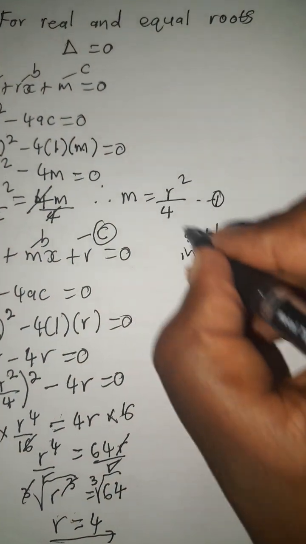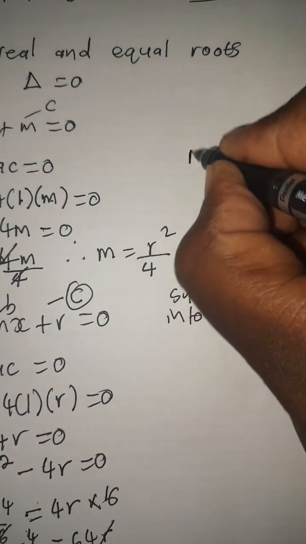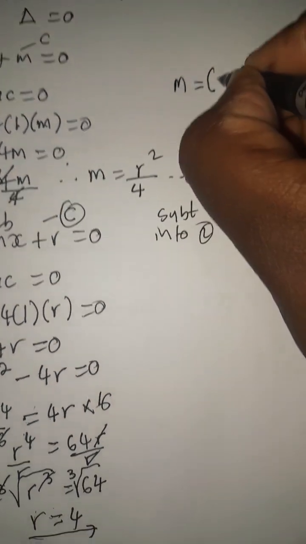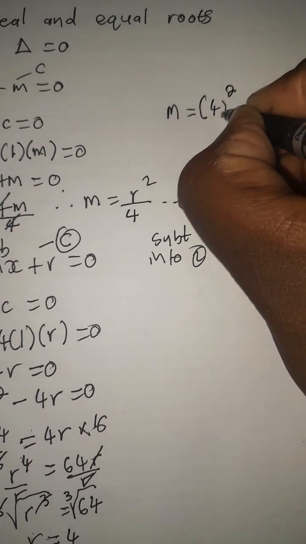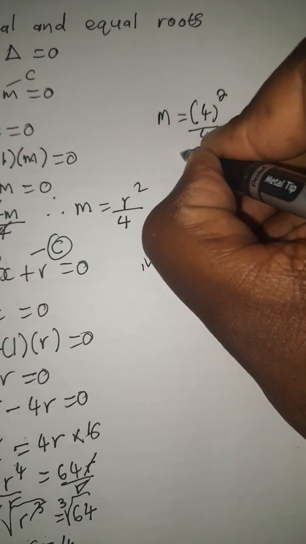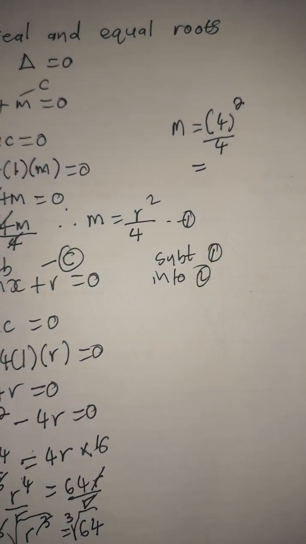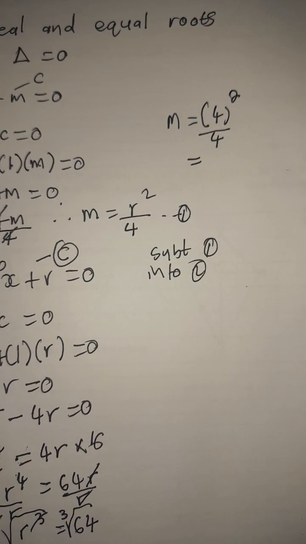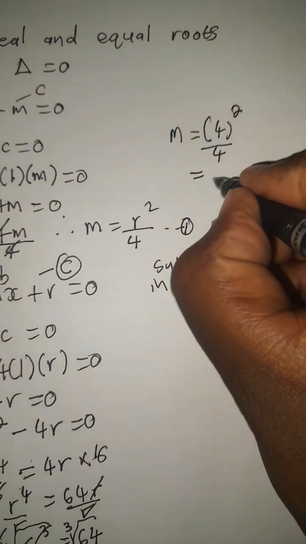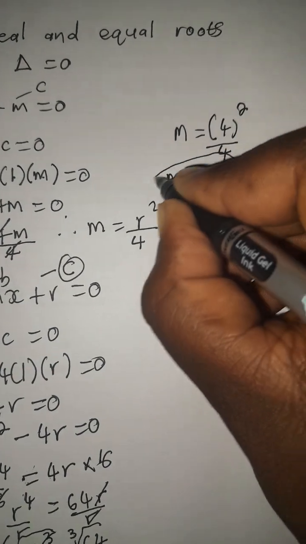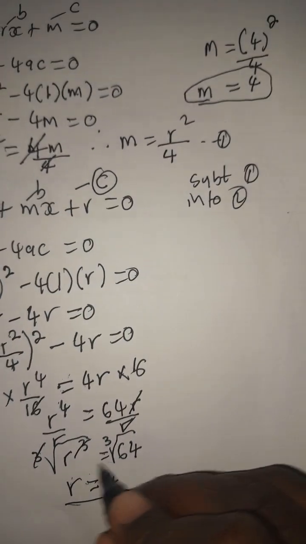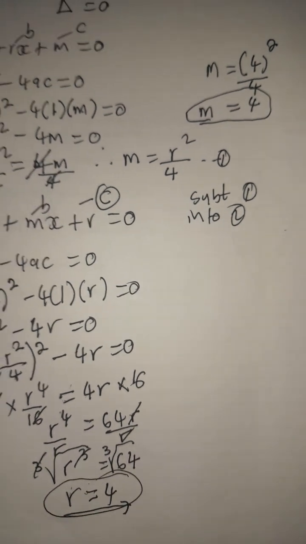So to get m, let's go back to equation 1, meaning that where we see r, we're going to put 4. So we are having 4 squared there. Then we're having 4. So remember that 4 squared is 16, and 16 divided by 4, it's 4. So making m to be 4 as well. So we have m, which is equal to 4, and we have r, which is equal to 4.